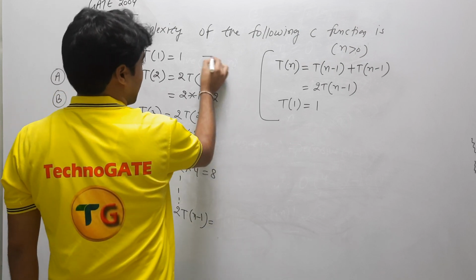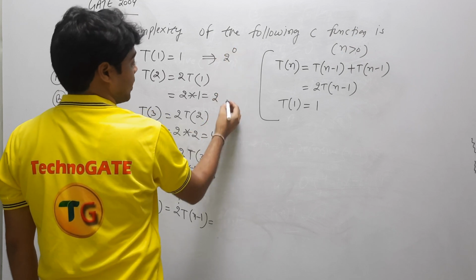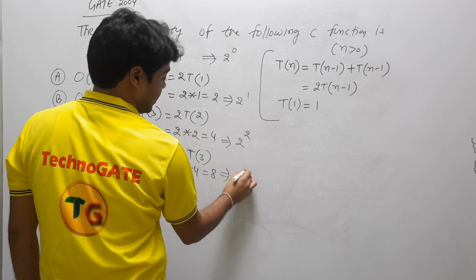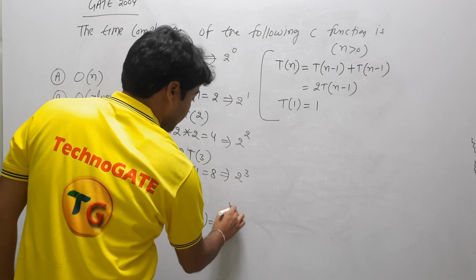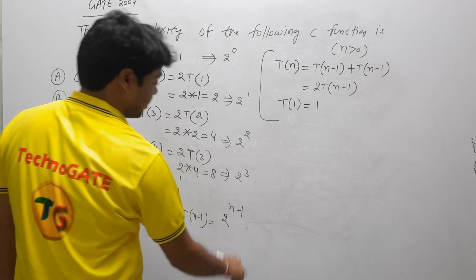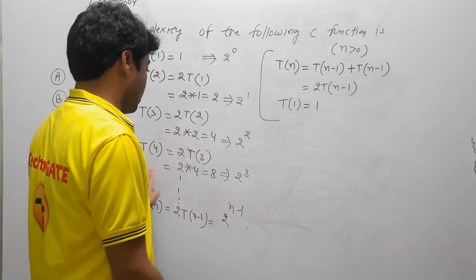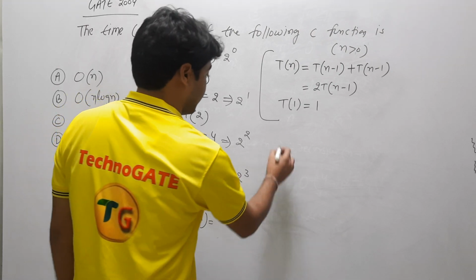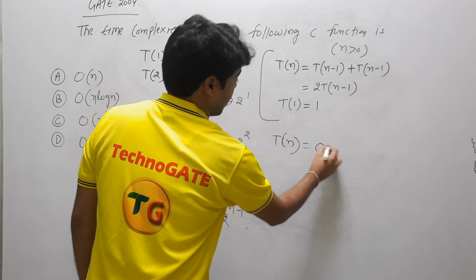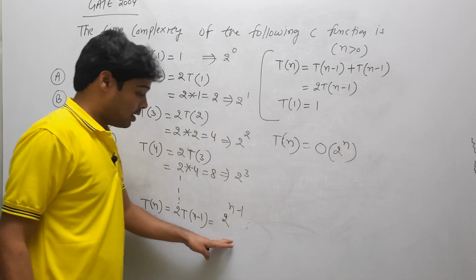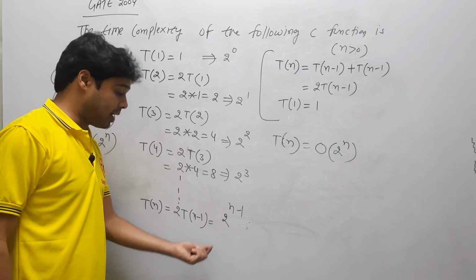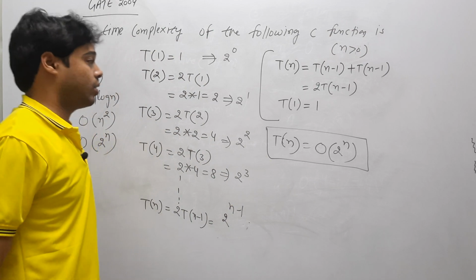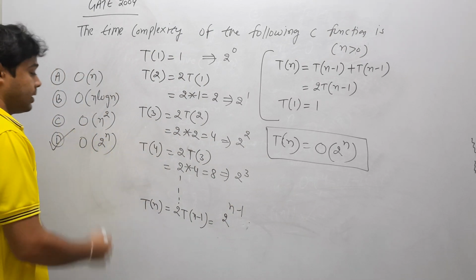So how can I write this? 1 is 2 raised to power 0, then 2 raised to power 1, 2 raised to power 2, 2 raised to power 3, and T of n is 2 raised to power n minus 1. So what is the time complexity? T of n is big O of 2 raised to power n. In approximation, a constant in the power never matters. The higher order term here is 2 raised to power n, so the time complexity is order of exponential. So D is the correct answer.